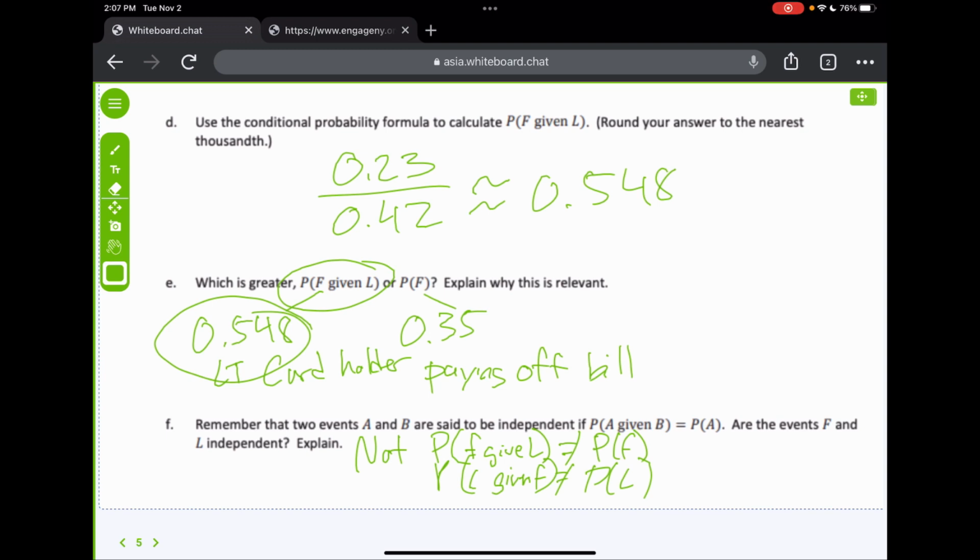And then we can also say that because the probability of F given L is not equal to the probability of F times the probability of L, therefore, we would say that they are not independent of each other.